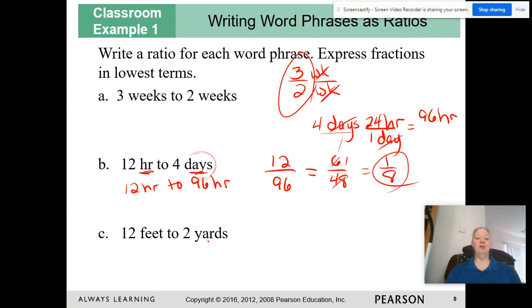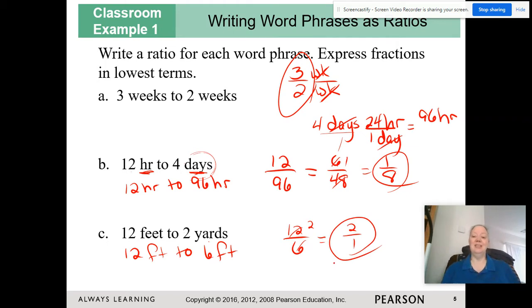Same thing, we're going to take the larger unit and convert it to the smaller unit. So if we have 2 yards, you know that there are 3 feet for every 1 yard. So this would give me 6 feet. So 12 feet to 6 feet. You can do it the unit analysis way if you like. 12 to 6. Reduce it, but still write it as a fraction. You know that 6 goes into 12 2 times. You have to write it as 2 over 1. Do not leave your answer as 2. It needs to be 2 over 1. It's a ratio. I'm comparing 2 numbers, so I need both of them.